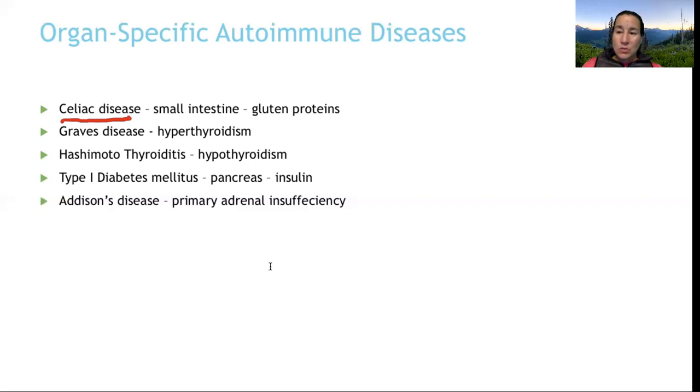The next one is Graves' disease. With Graves' disease, your body is going to produce these thyroid stimulating immunoglobulins, TSI. So your pituitary is going to make thyroid stimulating hormone. The pituitary is going to release TSH. That's going to go out into the bloodstream, and then it's going to tell the thyroid to do its job.